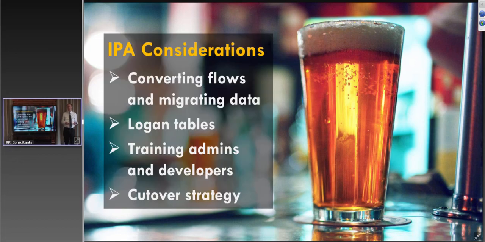A couple of considerations when doing that project. Obviously, your flows and data need to get migrated, and there are conversion utilities to do that, to move flow and approver data from process flow into IPA. The data that has been stored in Logan tables all along, in IPA that data lives in the IPA database. So it's a different database. Table schema is different, table names are different, column names are different. So that has an impact on any external reports you might have.